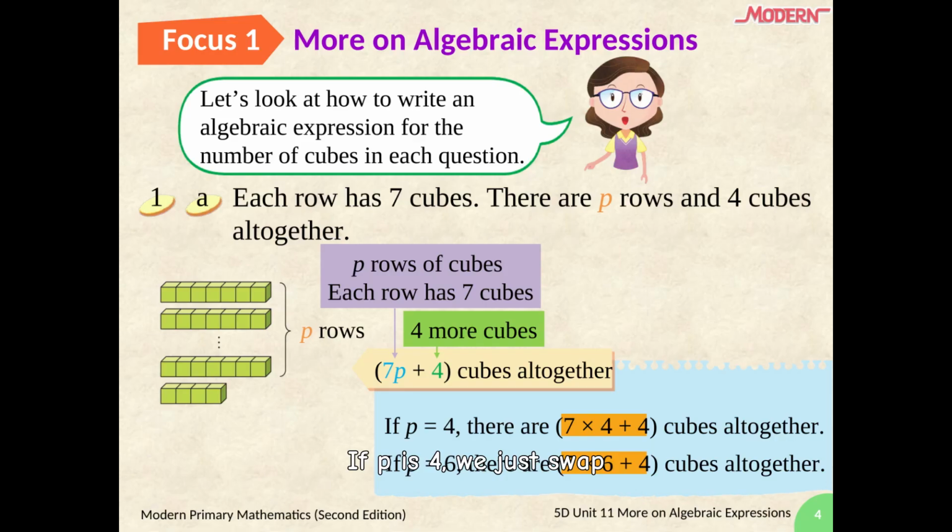If p is 4, we just swap the p for a 4. 7 times 4 is 28, plus 4, that's 32 cubes. Easy. What if p is 6? 7 times 6 is 42, plus 4, 46 cubes. We're cube counting champions. New challenge.